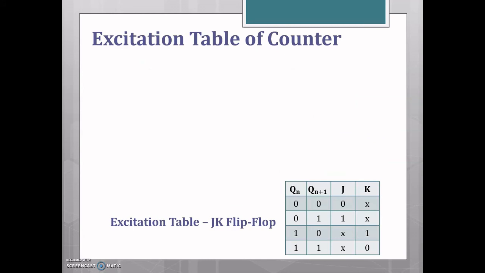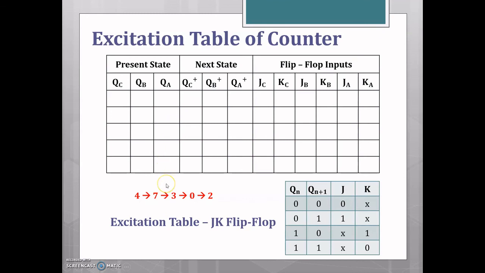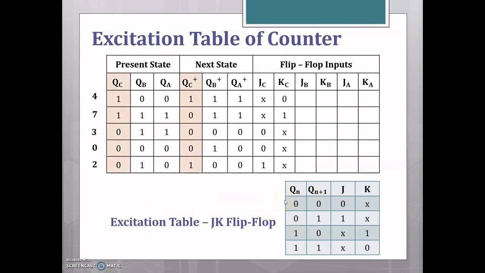To derive the excitation table of the counter, we need the excitation table of the JK flip-flop. With this excitation table, I can derive the excitation table of the counter. The count sequence is 4, the next state is 7, for 7 the next state is 3, for 3 the next state is 0, for 0 the next state is 2, and for 2 the next state is 4. So using the present state and the next state, I will derive the flip-flop inputs JC and KC using the corresponding excitation table of the JK flip-flop.